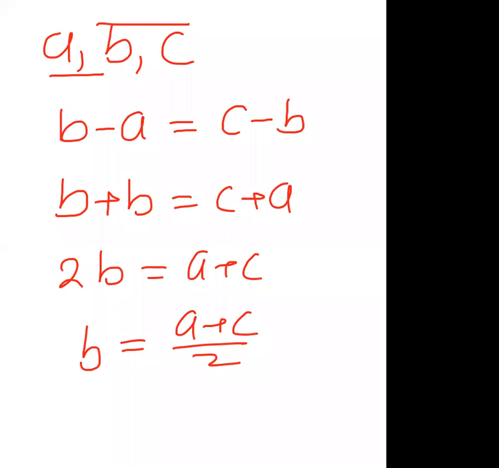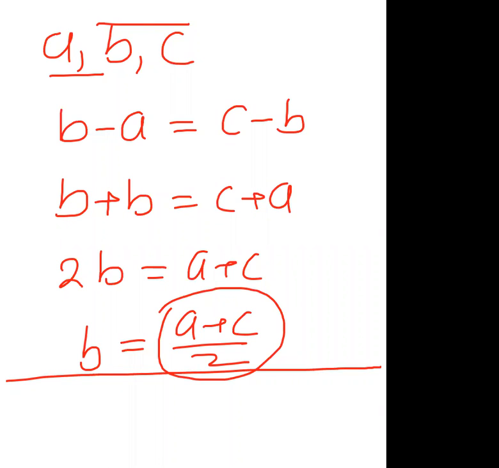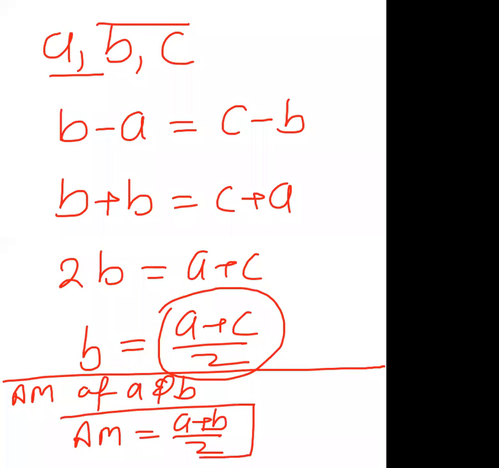So whenever they are asking for the arithmetic mean, the sum of those two numbers divided by 2 will be the arithmetic mean. I have seen the arithmetic mean of A and B: AM is equal to A plus B by 2. So for the mean of two numbers, we need to find their arithmetic mean, which is the sum of the two numbers divided by 2.